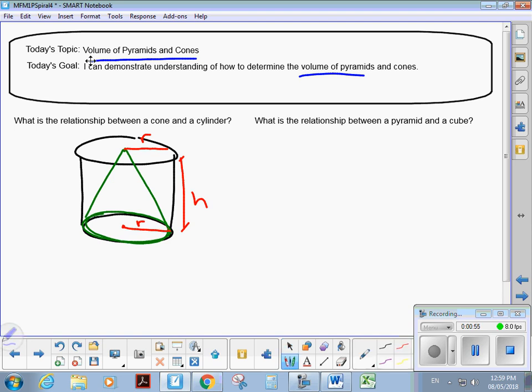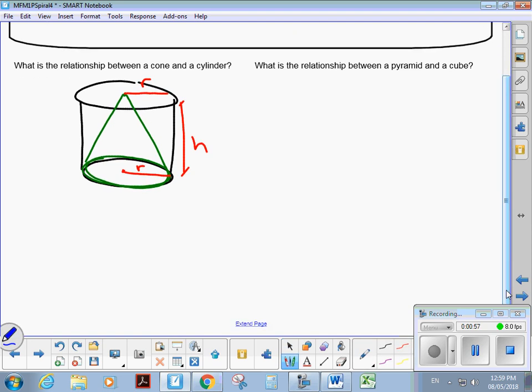We know that the volume of a cylinder is pi r squared h. So we talked about it's the area of the surface. So it'd be the area of the base multiplied by the height. That's your volume formula for any shape.